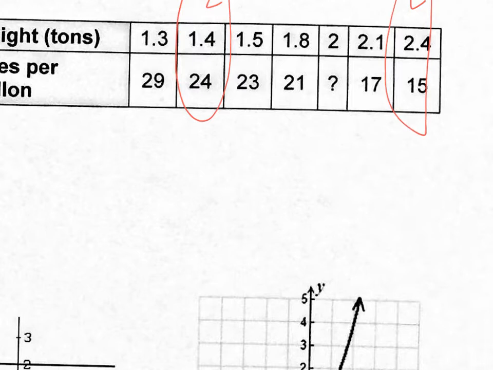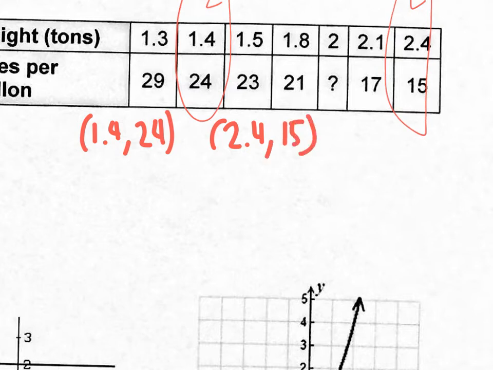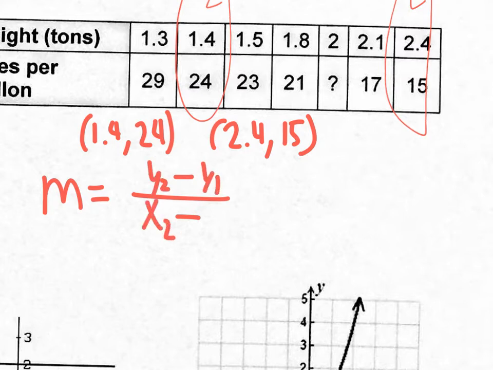So let me rewrite those coordinates in coordinate format just so we're a little more comfortable with it. It's (1.4, 24) and the coordinate (2.4, 15). Okay, so what could we do with 2 points? We could find the slope using the slope formula. So the slope, of course, is y2 minus y1 over x2 minus x1.